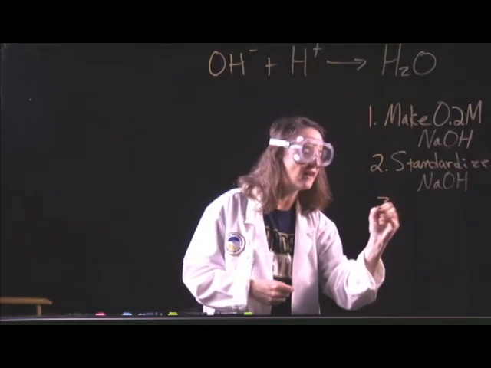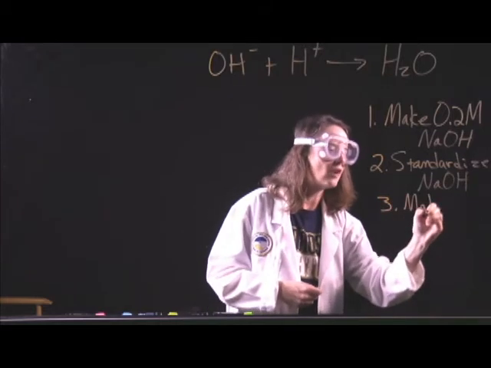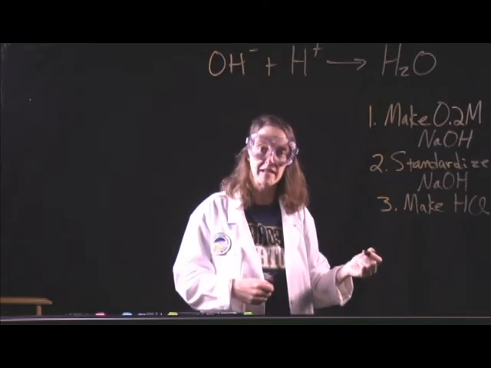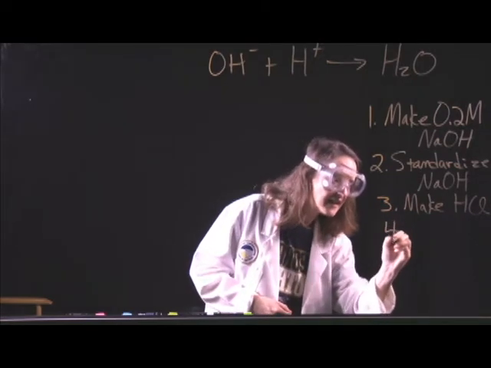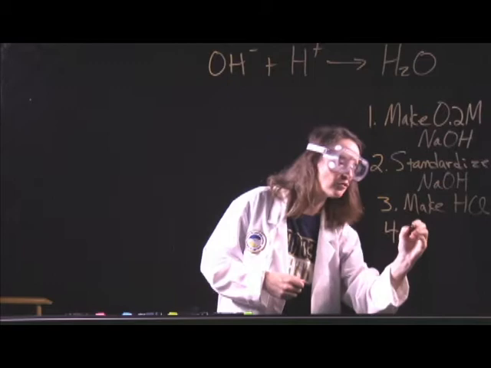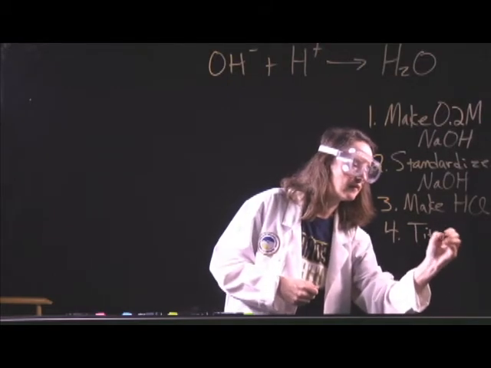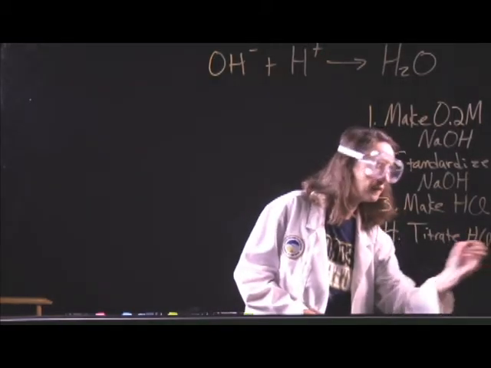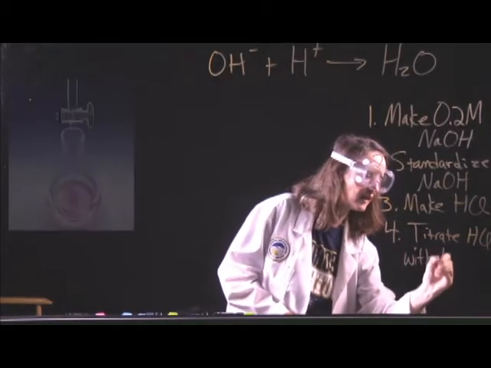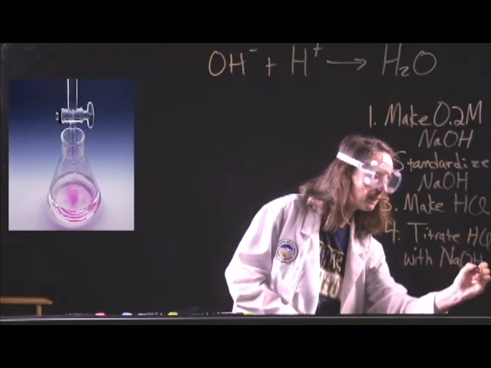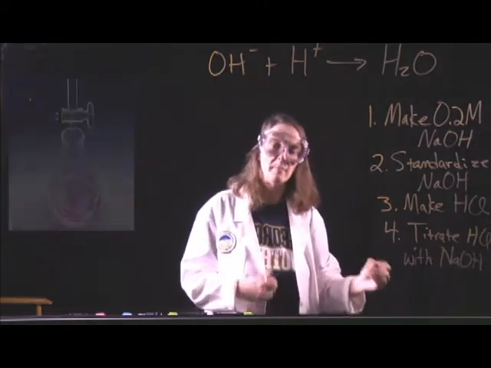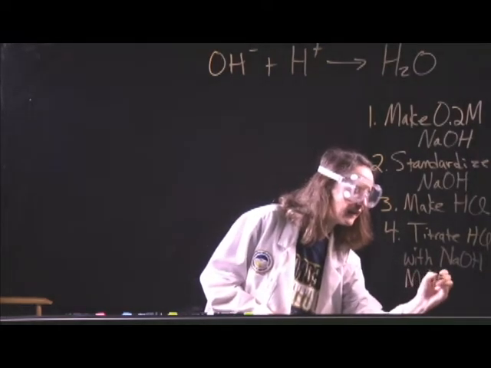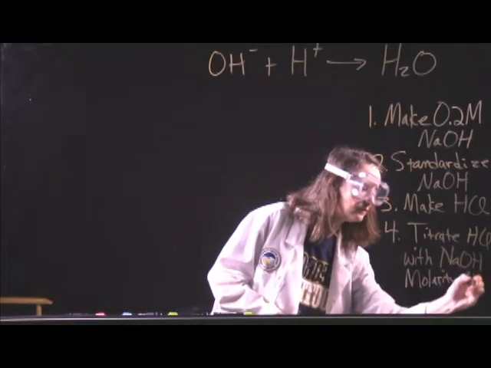After you've done that, you're going to make your hydrochloric acid solution that you need. And once again, you'll need to dilute that down appropriately. And then the last thing that you will do is to titrate the hydrochloric acid solution with the sodium hydroxide solution, and then determine the molarity of that solution. That's your ultimate goal here, is molarity of HCl.